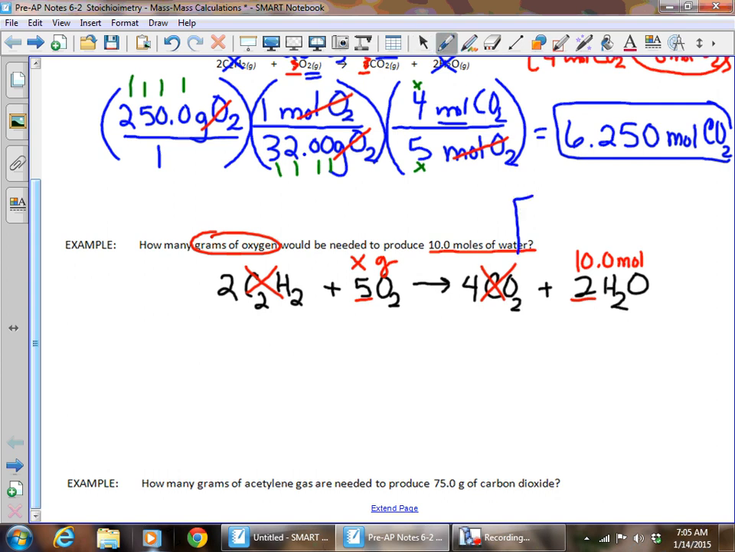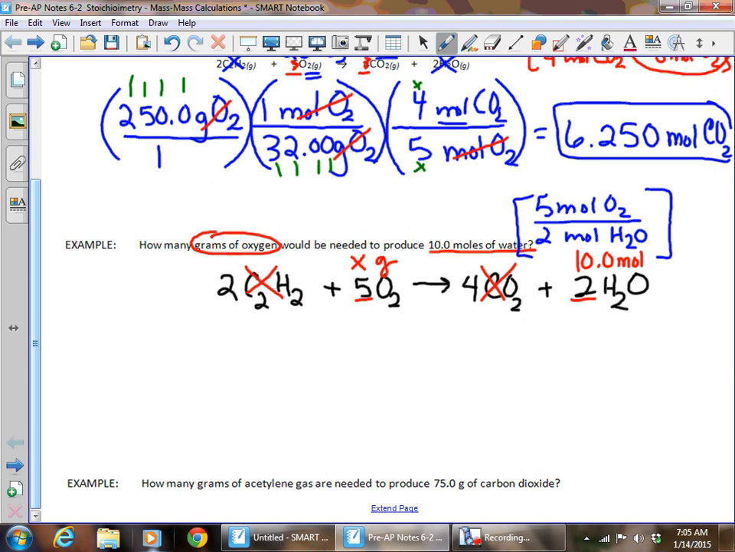I'm going to fit it in up here, the fact that there are 5 moles of oxygen for every 2 moles of water. Now, the one thing I am going to do on these problems is to let you write only one conversion factor. You do not have to flip it. We've done that enough. So just write one of the conversion factors. You know that you have to flip it if you need to.